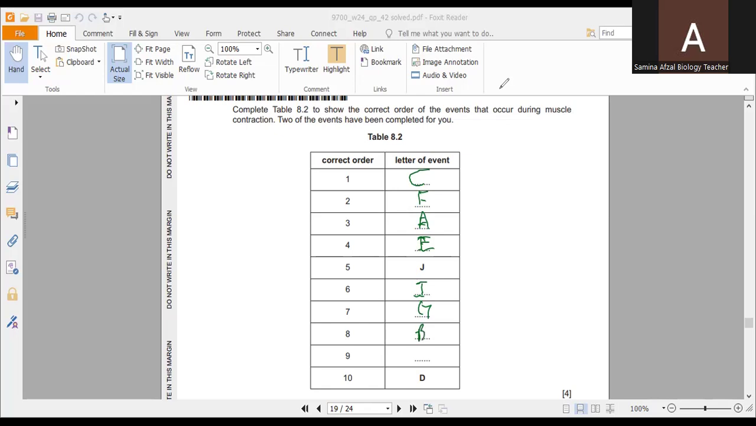And after the formation of the cross bridge, the myosin head will tilt. When it tilts, this is the power stroke that slides the actin filament. So it will be H. Again, they have given us T, and D is when the sarcomere shortens. So this is the result of the sliding filament mechanism. So in this way, the sequence of events in a muscle contraction will take place.